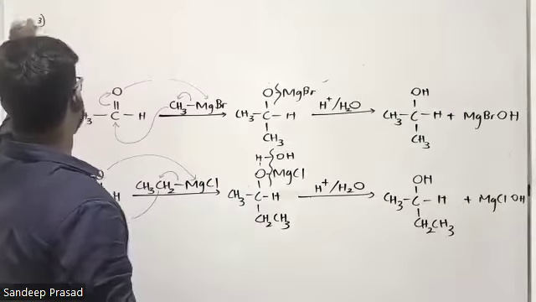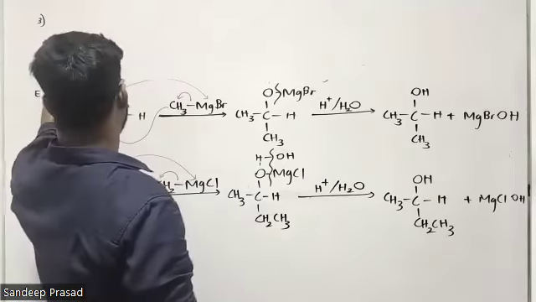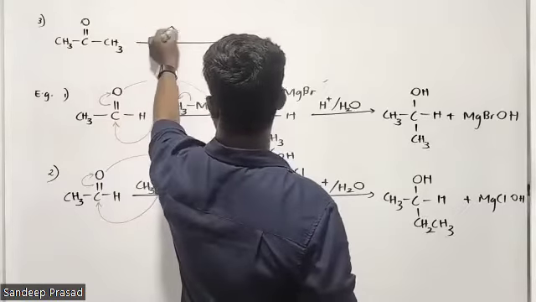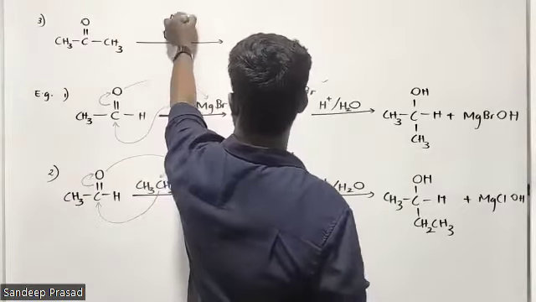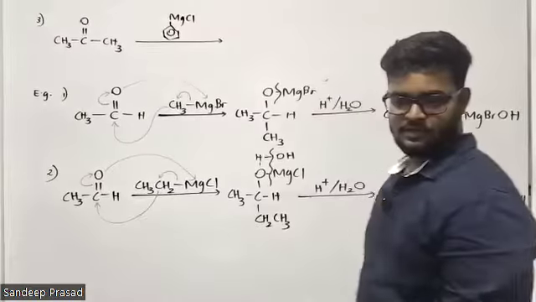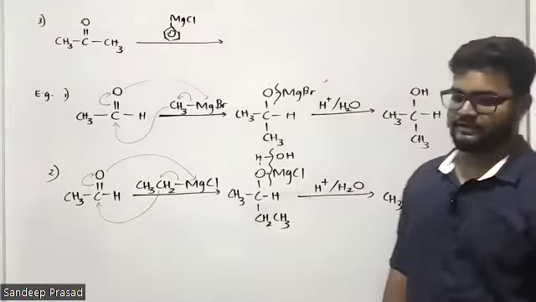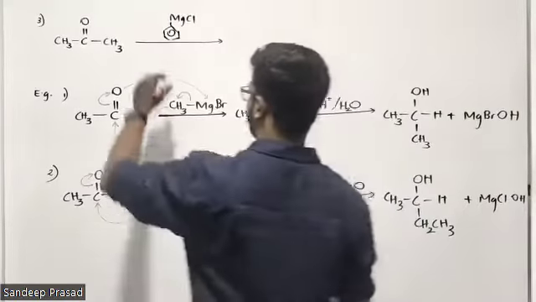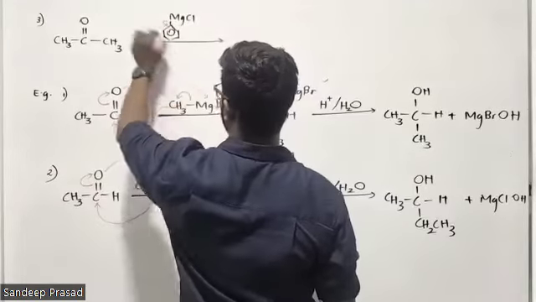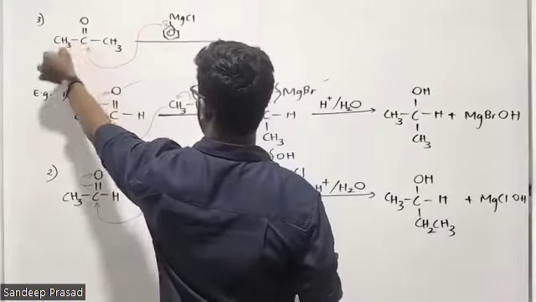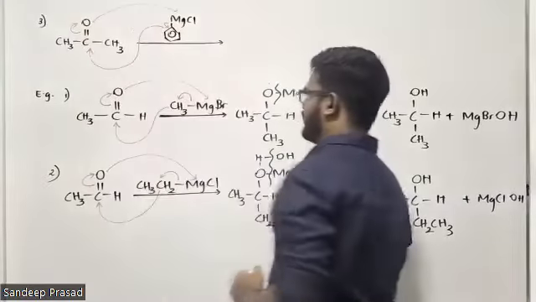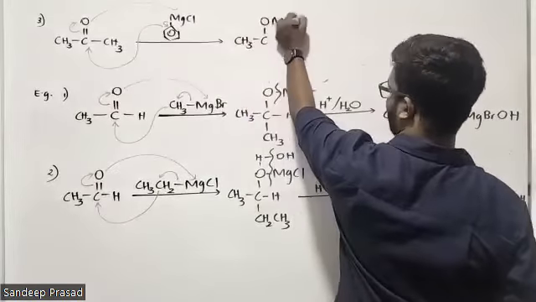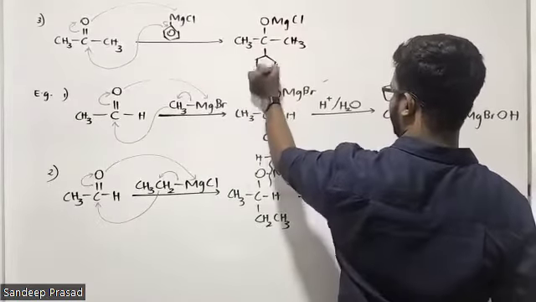Number 3. We have acetone, CH3, C double bond O, CH3. Right? Phenyl magnesium halide or else aryl magnesium halide. So what will happen? Nothing different, right? Same as before. This is taking electrons and this group is connecting to the carbon. The bond is breaking. Oxygen is taking this one, right? Same thing. CH3, C, OMgCl, CH3, phenyl group is connected here.